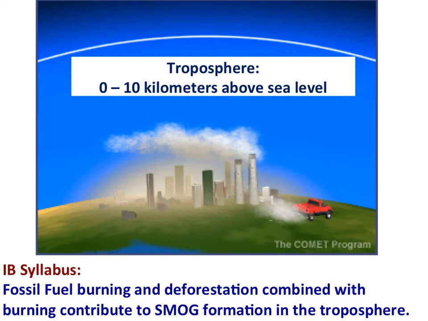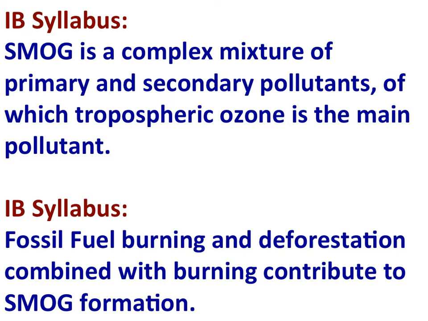Also notice in this image the high density of people and the combustion of fossil fuels. Both high population densities and fossil fuel combustion are relevant to smog formation. Here are the relevant IB syllabus statements. Smog is a complex mixture of primary and secondary pollutants, of which tropospheric ozone is the main pollutant.